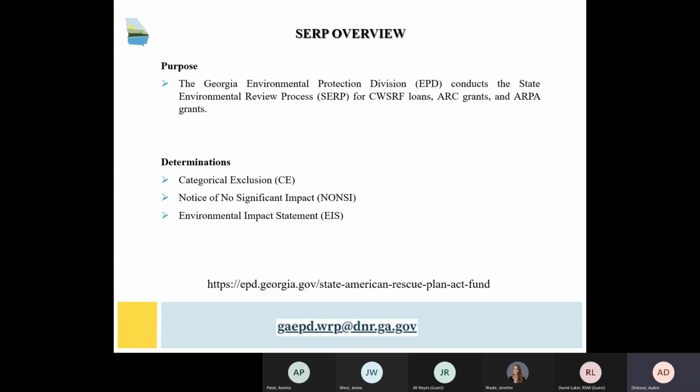For a NONZ, EPD requires an environmental review planning document with a narrative description of the project, its purpose, applicable maps showing its location and affected areas, analysis of project alternatives, and analysis of the environmental impacts. The specific requirements for both can be found on our website or by contacting us at our program's email address, again shown at the bottom of this slide. CEs are less involved, so we're going to talk about those first.